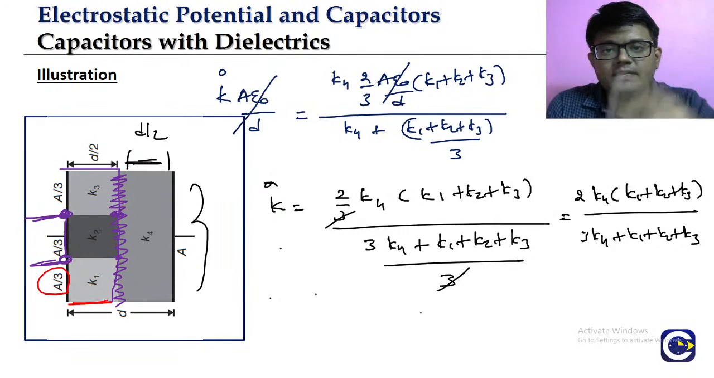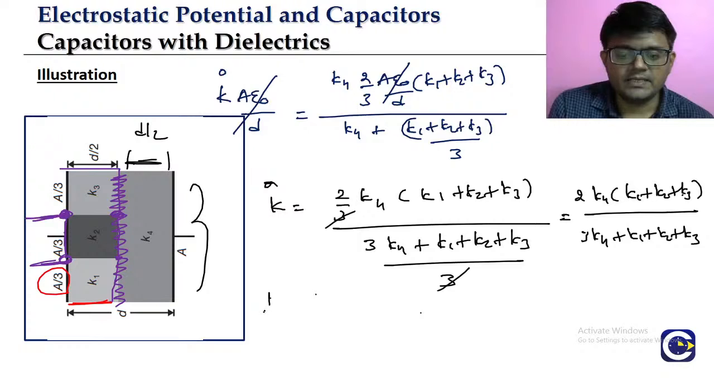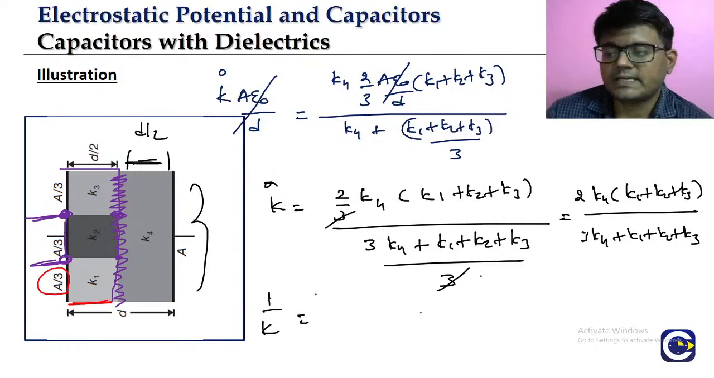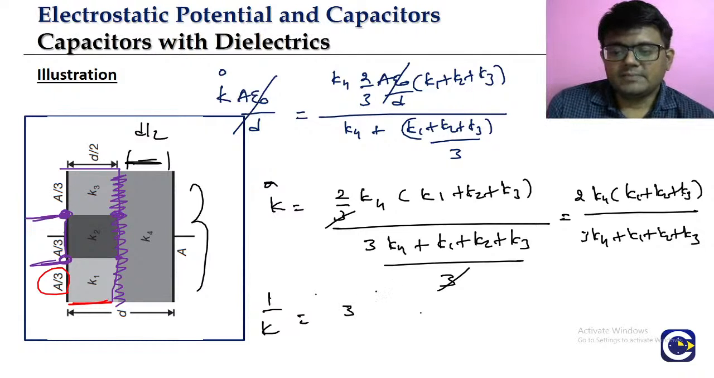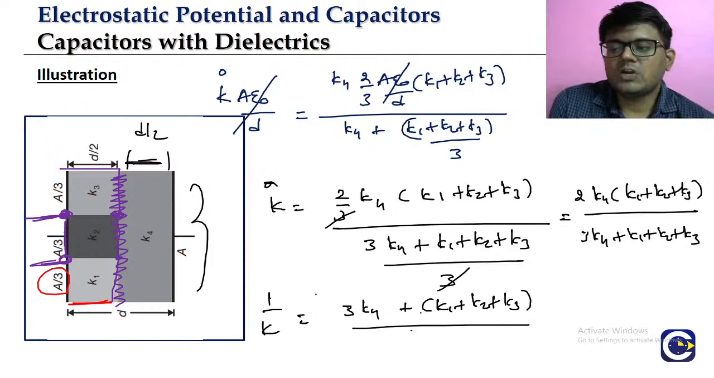Reciprocal னு சொன்னா அப்படியே we have to flip it, right? இங்க பாருங்க, so 1/k is equal to what, right side la பாருங்க what is it that we'll have: 3 times k4 plus k1 plus k2 plus k3. Okay வா, denominator என்ன, 2 times k4 into k1 plus k2 plus k3.